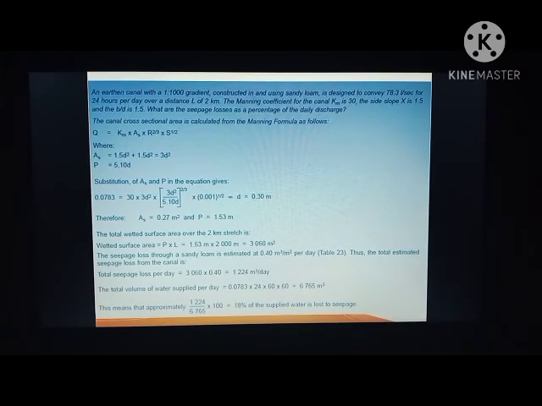The total volume of water supplied per day is equal to 0.0783 multiplied by 24 multiplied by 60 multiplied by 60, which is equal to 6,765 cubic meters. This means that approximately 1,224 over 6,765 multiplied by 100 is equal to 18% of the supplied water is lost to seepage.